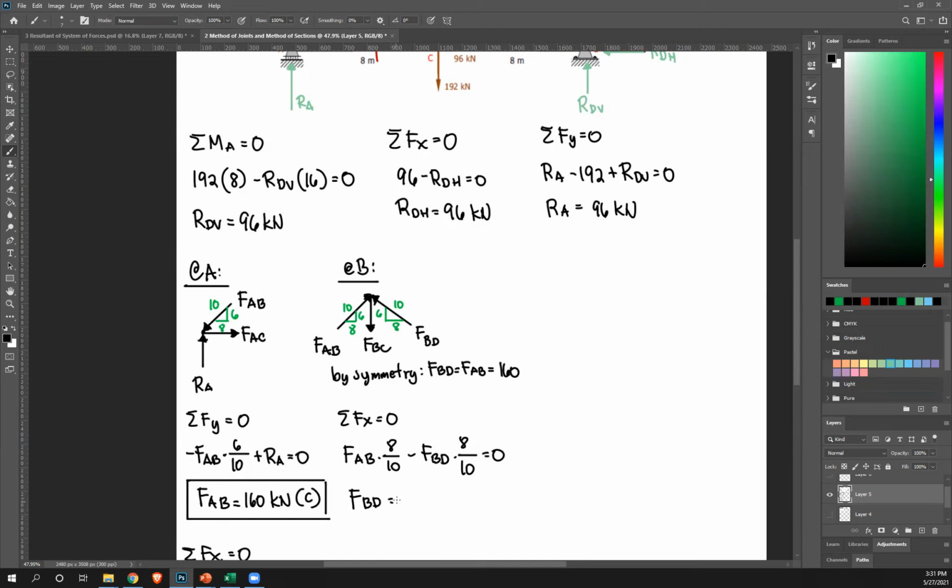FBD is 160, positive. Therefore, correct assumption. FBD is towards the point, therefore that's compression. Okay.